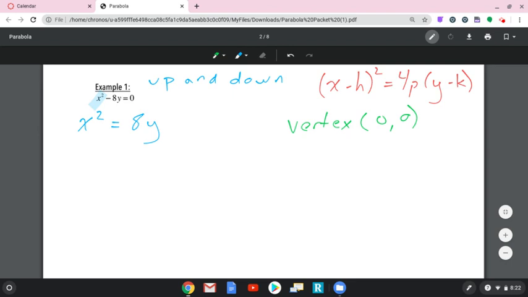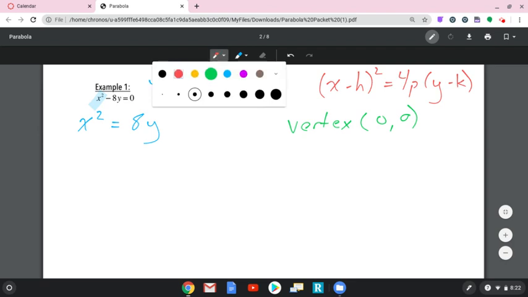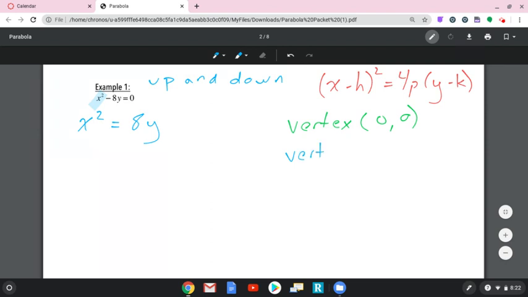All right. Now, I also know that in this case, I have a vertical axis. So we also know this is up and down. So we have a vertical axis. That means we'll have x equals a value. If you have an up and down, it's going to be x equals h is that vertical axis. So in this case, my vertical axis will be x equals 0 because h is 0. Okay, so we're going through a couple steps.